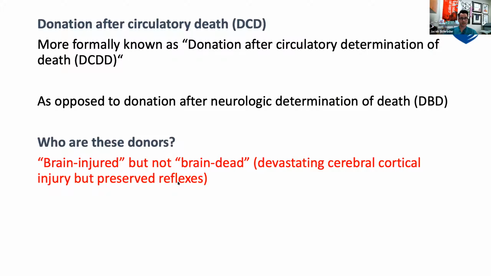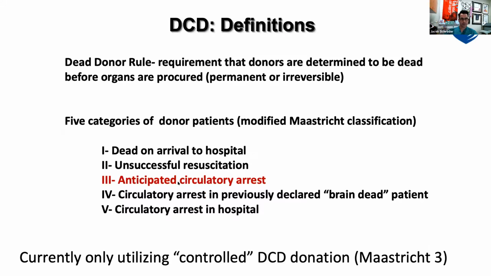As you know, DCD means donation after circulatory death, as opposed to brain dead patients. So, when I talk to patients about this trial, I talk about brain injured but not brain dead, so that people understand what we're talking about. These are all Maastricht category 3 patients who have had a devastating neurologic injury and in whom we anticipate circulatory arrest.